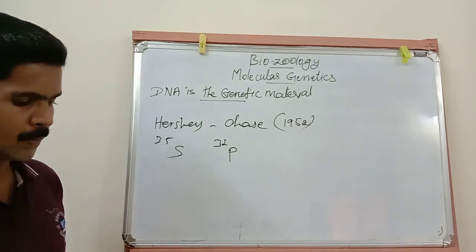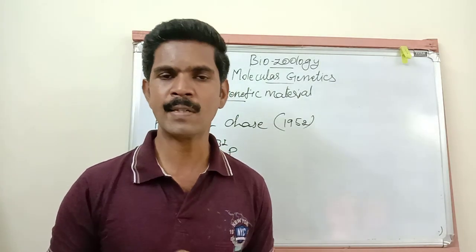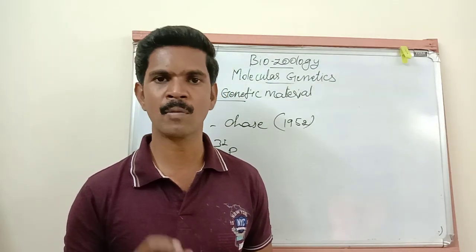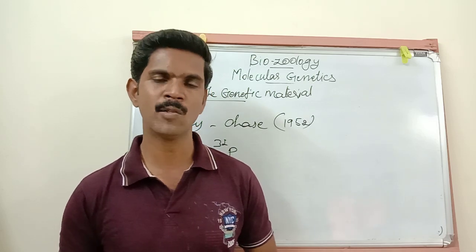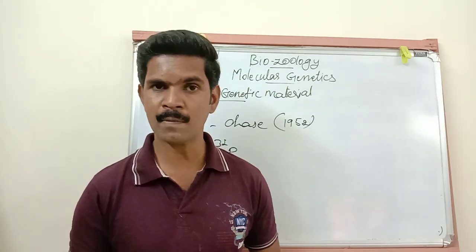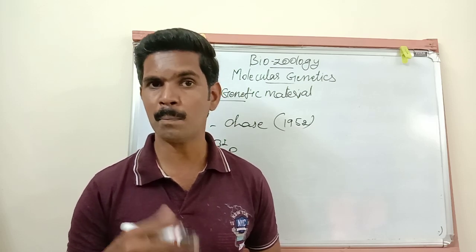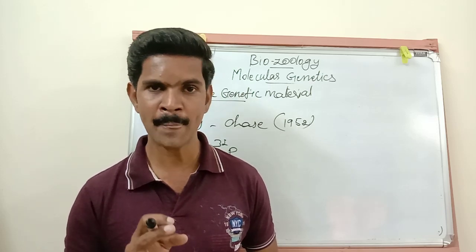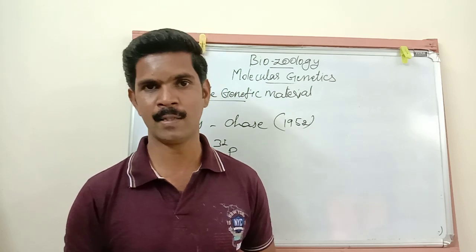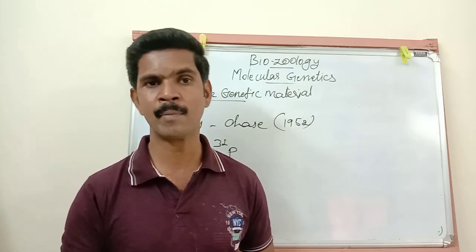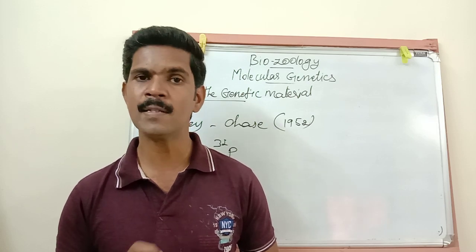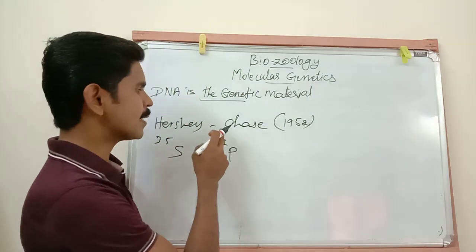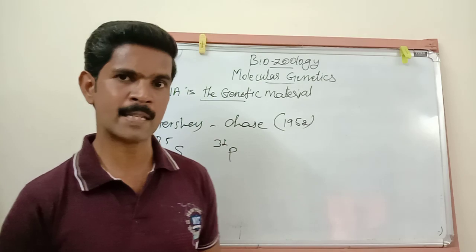Listen very carefully. To do this experiment, they took one virus and one bacterial cell. The name of the virus is T2 bacteriophage. Here T2 bacteriophage is a virus. This virus can attack a bacterium and produce many young ones inside the bacterial cell. Understand? So with the help of this T2 bacteriophage virus and a bacterial cell, these two scientists did this experiment.